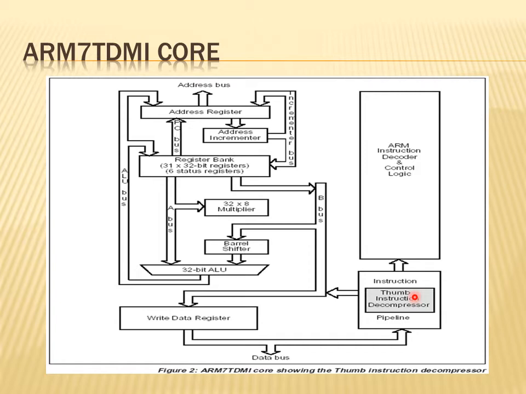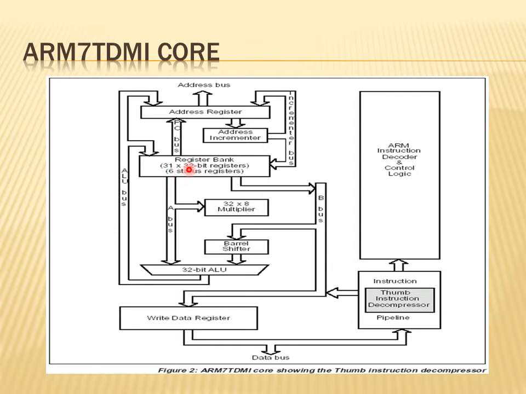There is a thumb instruction decomposer, because we studied that the ARM 7TDMI CPU core supports the thumb instruction set also. Two instruction sets are possible. One is the ARM instruction set, which is 32 bits wide, meaning the instruction size is 32 bits under the ARM state, and under the thumb state, the instruction size is 16 bits wide.